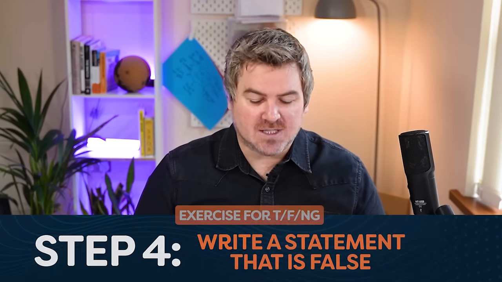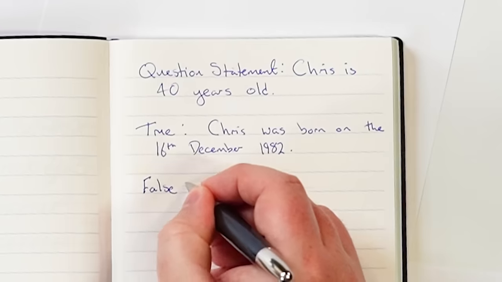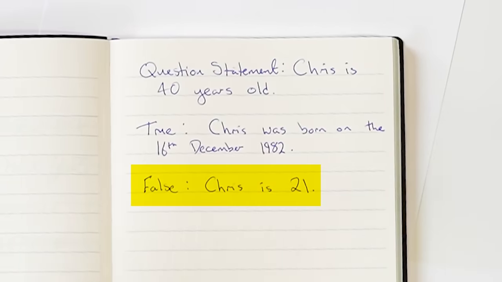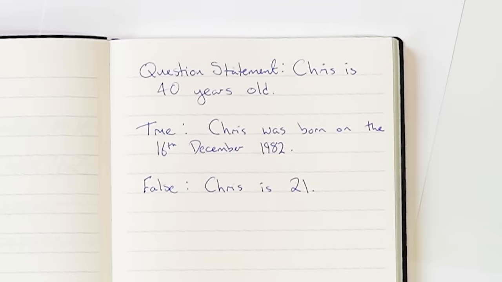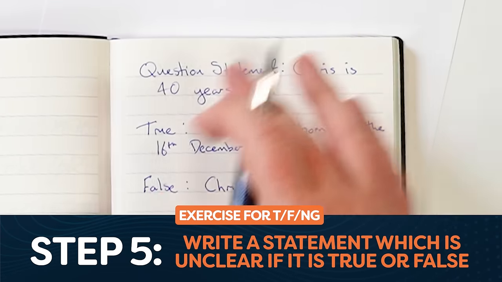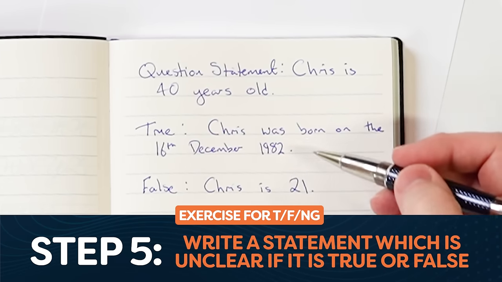Now you're going to think of something completely false. So you're going to write false here. Chris is 21. I wish I was 21, unfortunately I'm not. This is completely false. It disagrees with this statement. Now you're going to think of a statement that is related to this, but doesn't give enough information for you to really decide if it is true or false.